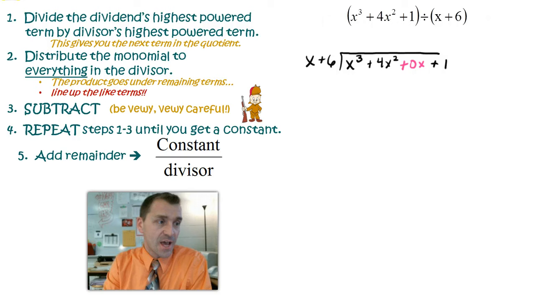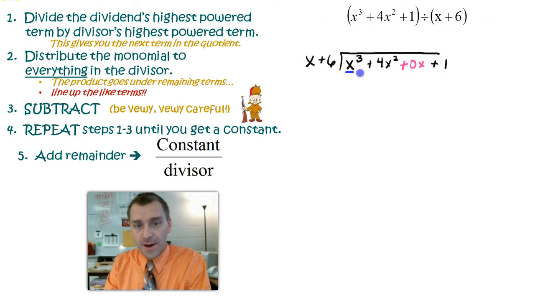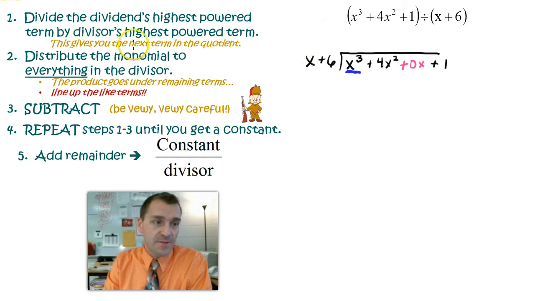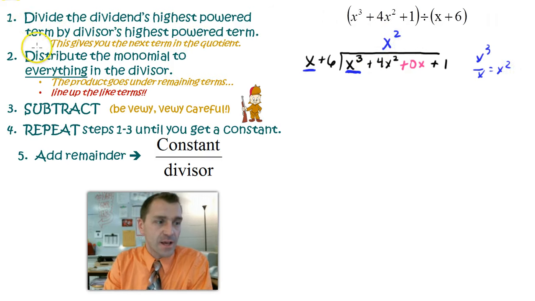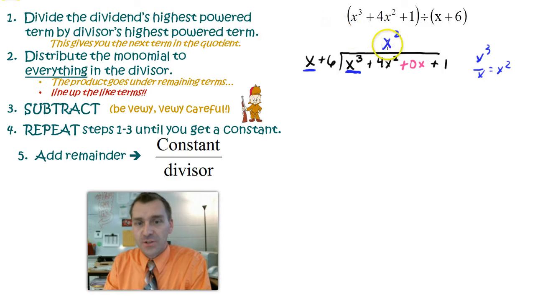So I will take the dividend's highest power, that's this thing right here, and divide by the divisor's highest power, that's this thing right here. So x to the third divided by x gives me x squared. That x squared goes on top. Awesome. Step 2, I'll distribute this x squared to both of these things, which gives me x to the third. It goes underneath.